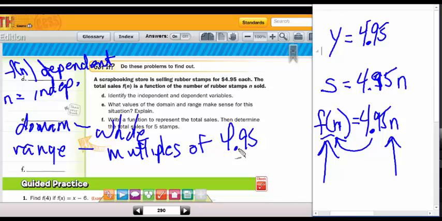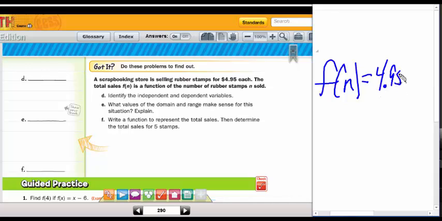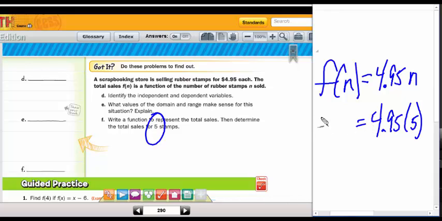$4.95 or 4 95/100. And then lastly, it asks us to write a function to represent the total sales and then determine the total sales for 5 stamps. So our function is going to be f of n, our output, equals 4 95/100 times our input, which is n. There's our equation. Now they ask us for 5 stamps. So we merely use 4.95 times 5 to get f of n.